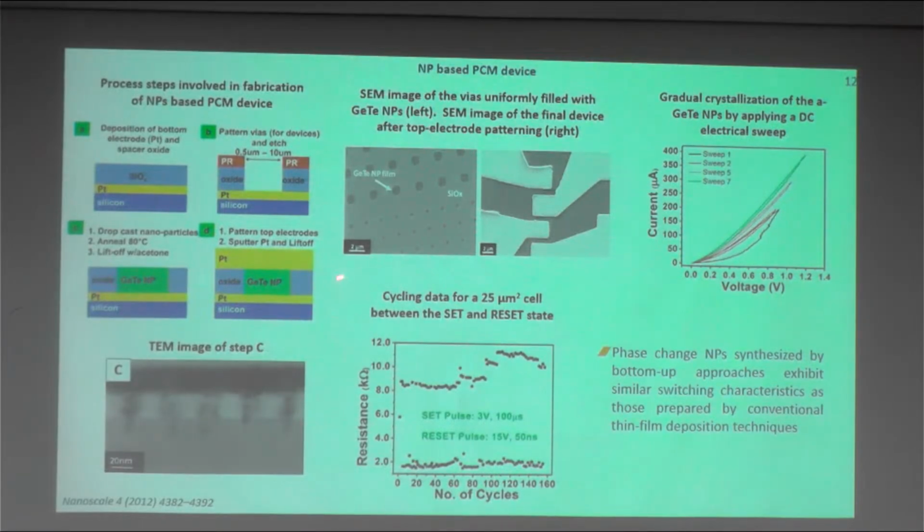And then cycling endurance of such nanoparticles was also measured using a pulsed setup. Here, if you apply a set pulse with amplitude 3 volt and duration 100 microseconds, and this is a reset pulse, amplitude 15 volt and 50 nanoseconds, you can see the switching between high resistance state and low resistance state for more than 160 cycles. So such nanoparticles showed potential for application in phase change memory devices.